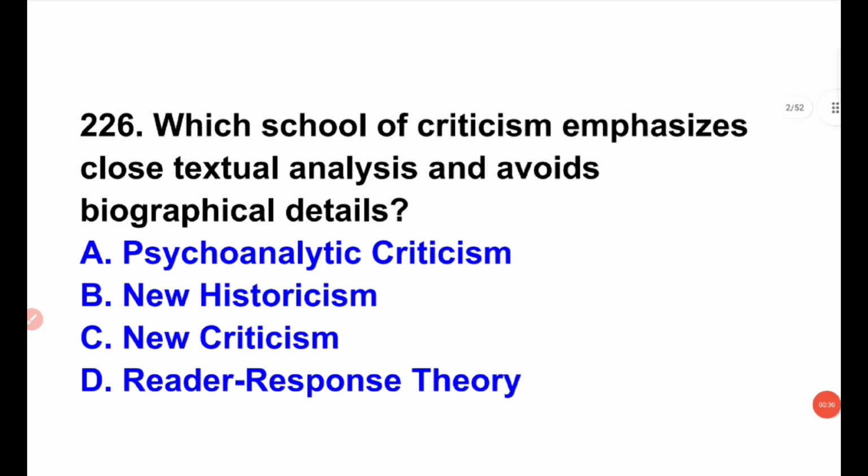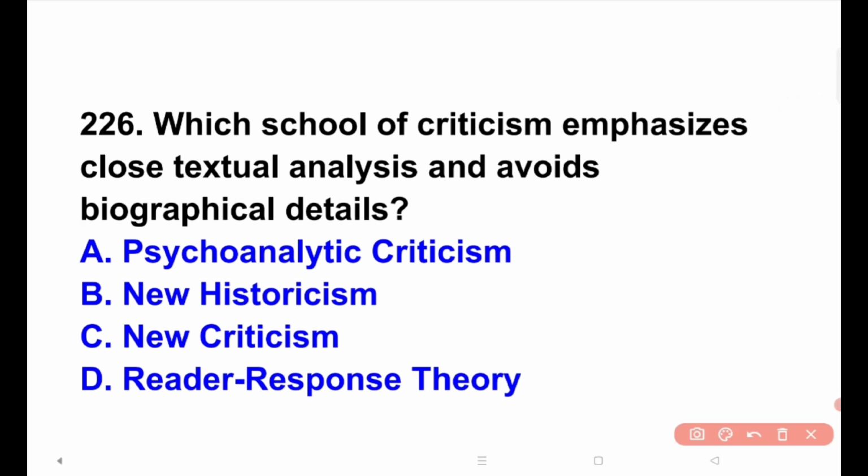Today's very first question: which school of criticism emphasizes close textual analysis and avoids biographical details? Option C is the correct answer. New criticism. What is new criticism? The name given to a recent American school of literary criticism, which bases its findings on textual analysis rather than upon biographical details.